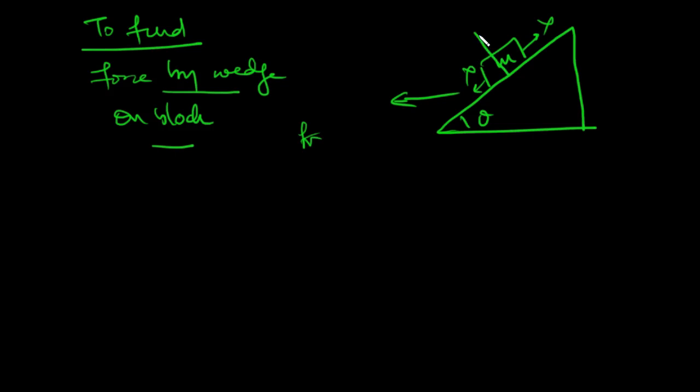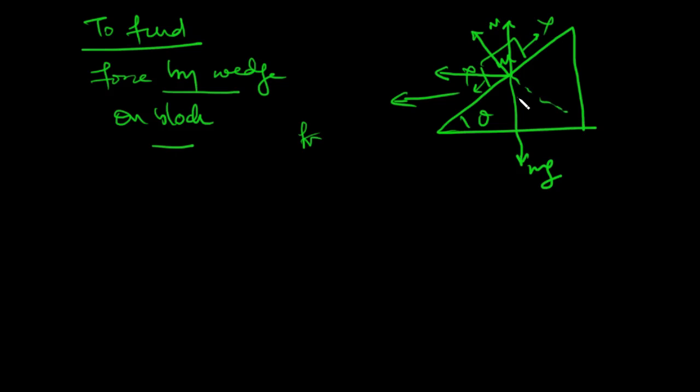If this is N and this is the weight, earlier we saw that the block was going down the inclined plane because of weight. Now it is not going down. Why? Because there must be some other force countering the weight, and this force is the component of the normal over here, and the other component is responsible for accelerating the block in this direction.